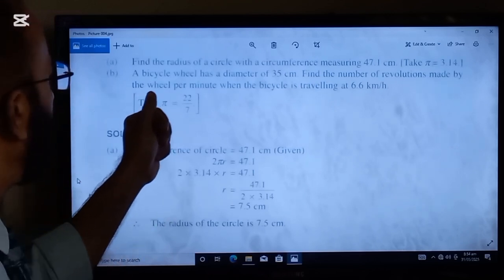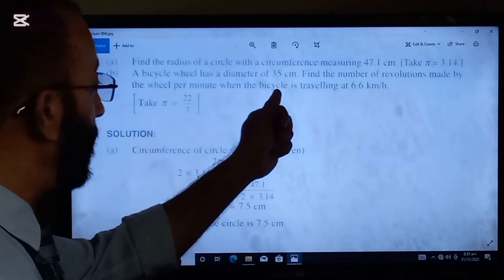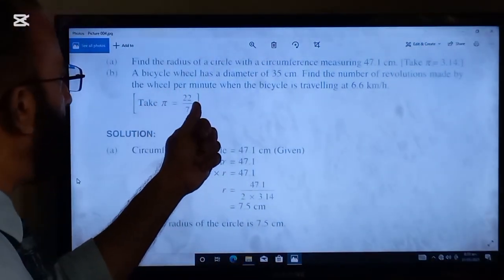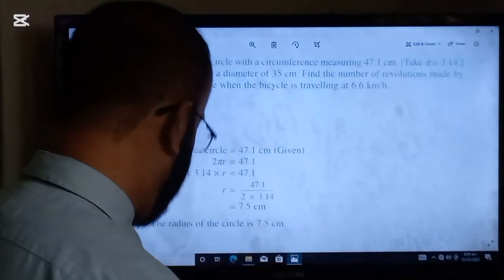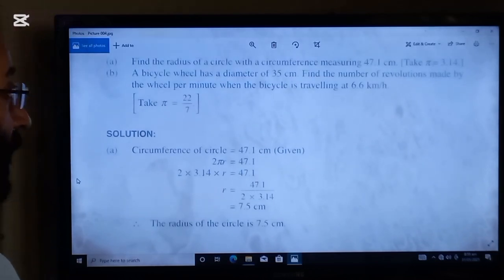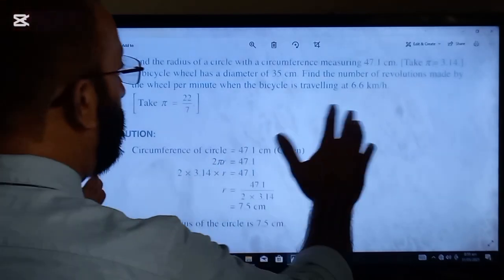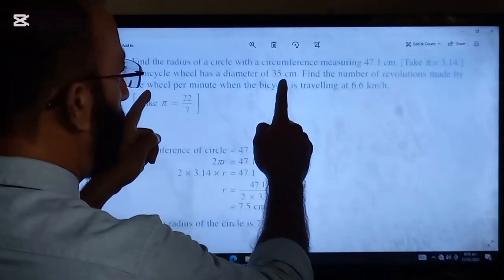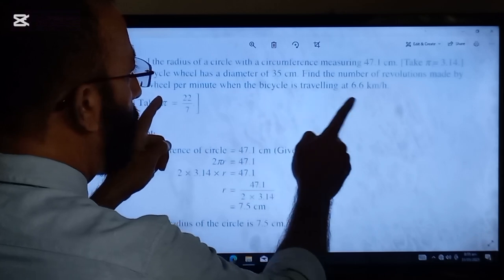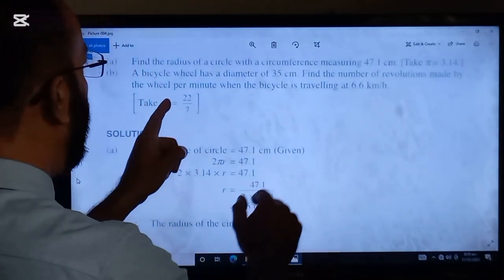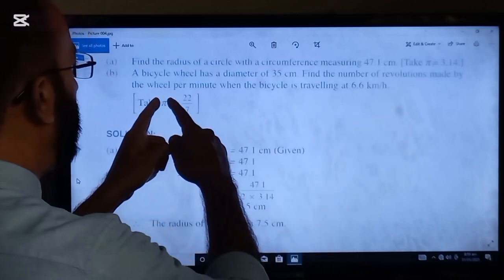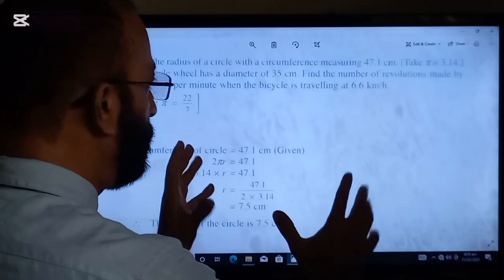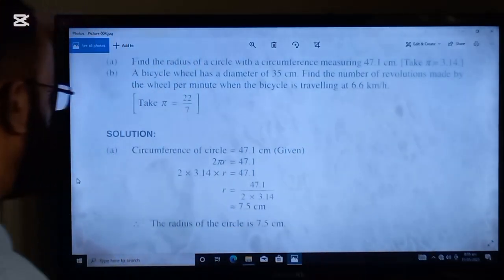B part is a bicycle wheel has diameter 35 centimeter. Find the number of revolutions made by the wheel per minute when the wheel is traveling at 6.6 kilometer per hour. Okay, the wheel is traveling at this speed, 6.6 kilometer per hour. Diameter of the wheel is given in centimeters, so we will make the units same. The number of revolutions made by the wheel per minute is required. This is r, this is minute. So these are some things which we have to be careful about.